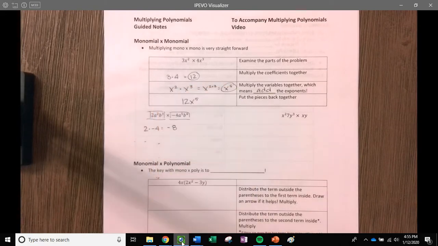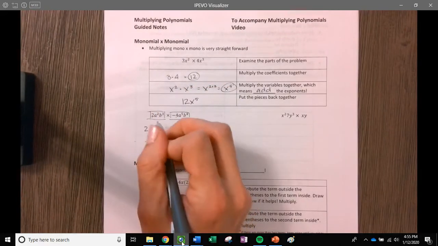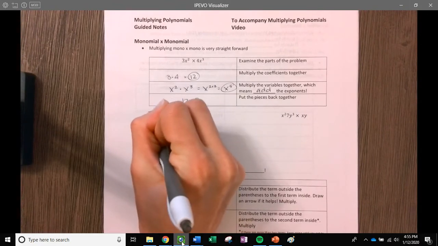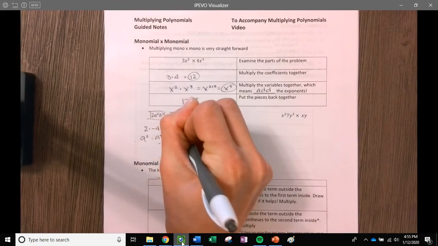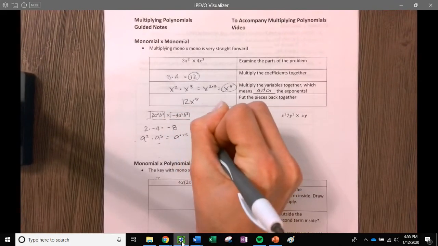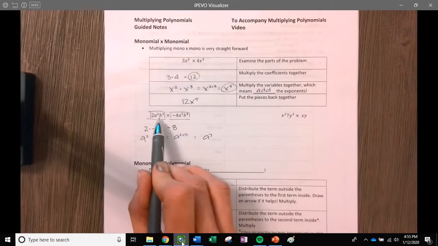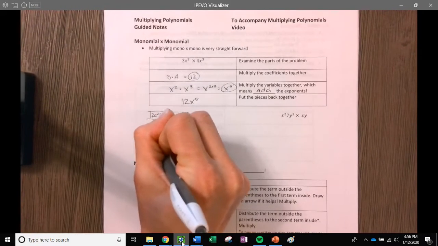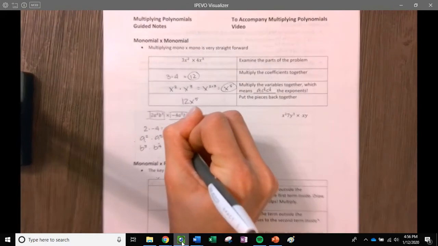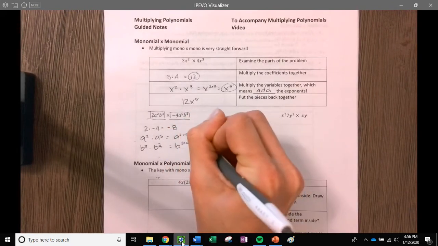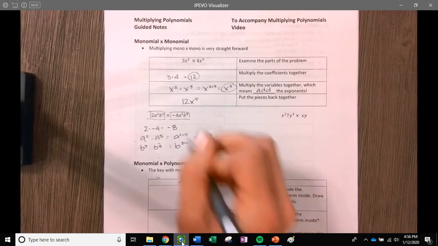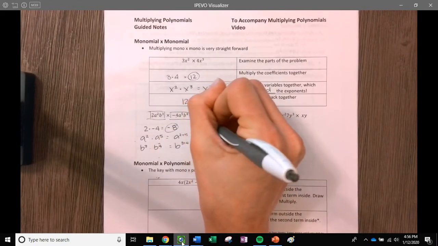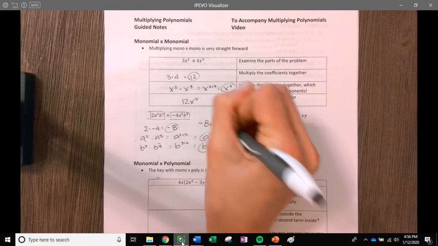Negative 8. Okay? Then let's look at the a terms. a squared times a to the fifth. That gives me a to the 2 plus 5, which gives me a to the seventh. And then b to the third times b to the fourth. That's going to give me b to the 3 plus 4, which gives me b to the seventh. So I've got negative 8, a to the seventh, and b to the seventh. I'm going to put it all together. Negative 8 a to the seventh b to the seventh.